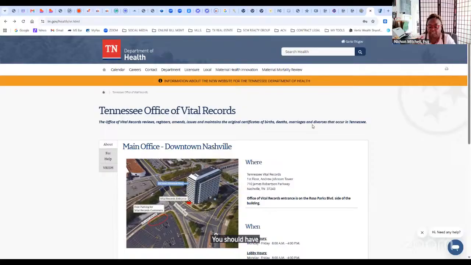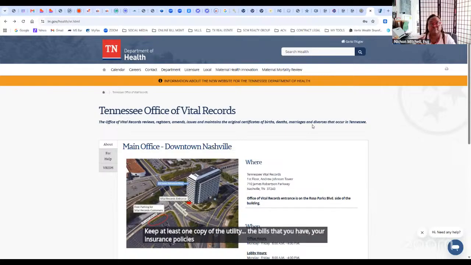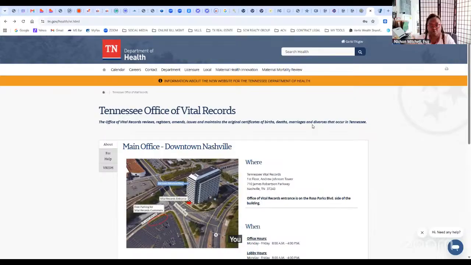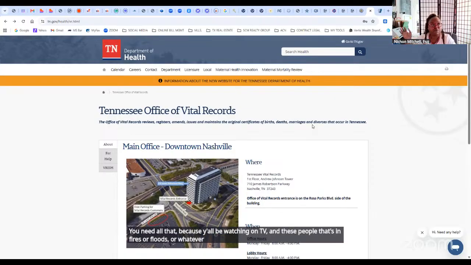You should keep at least one copy of the utility bills that you have, your insurance policies, and preferably a health record with your immediate emergency health needs. You need all that because y'all be watching on TV these people that are in fires or floods or whatever it is, and they run out of the house, and you see them on the news and they've got a car full of stuff.